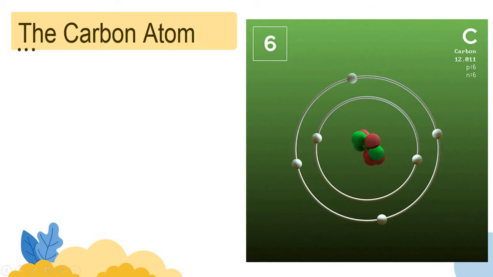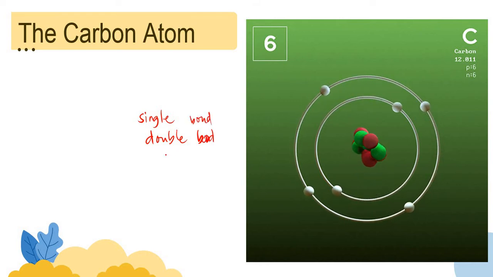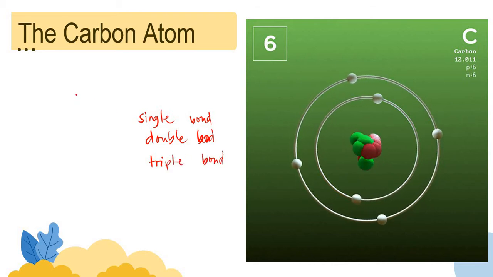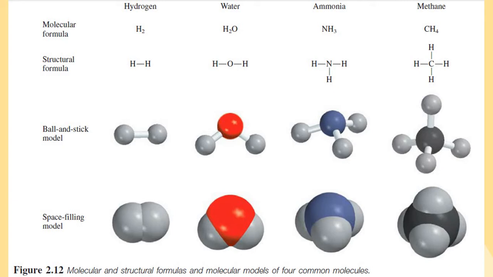So the properties of carbon, it can bond up to 4, and it can make 3 types of bonds. The 3 types of bonds: a single bond, a double bond, and of course a triple bond. So it can make 4 bonds, but 3 types of bonds. And these are again the representations. We can have a molecular formula, structural formula, ball and stick model, space filling model.